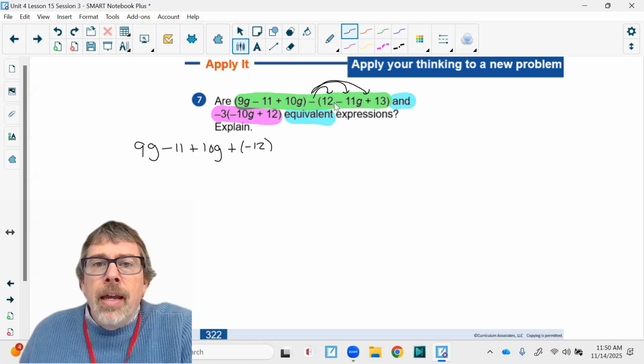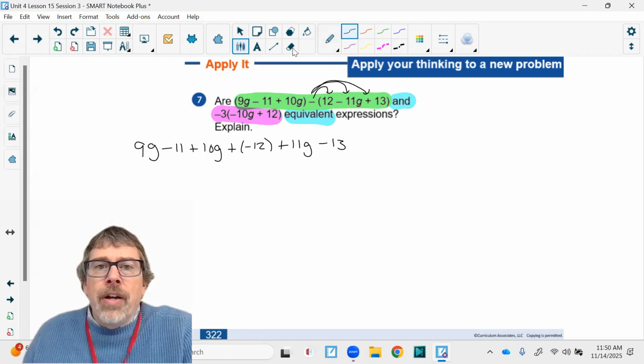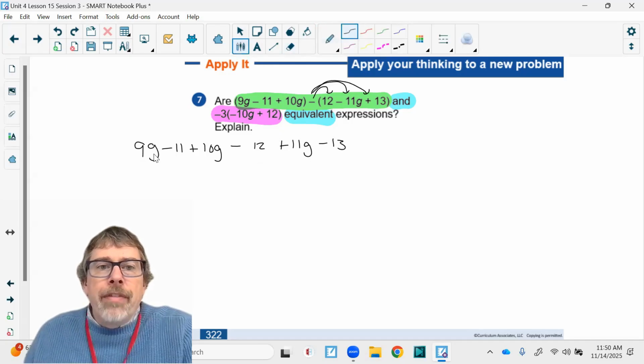Okay. And a negative times a negative is positive 11G. And a negative times a positive is negative 13. So this plus a negative 12, I am now going to erase and change it to just simply minus 12. And I don't need the parentheses. Okay. So I have 9g minus 11 plus 10g, that's right here. And this minus 12 is here. And the minus and negative is plus, and minus a positive is negative. So this is the expression without the parentheses.